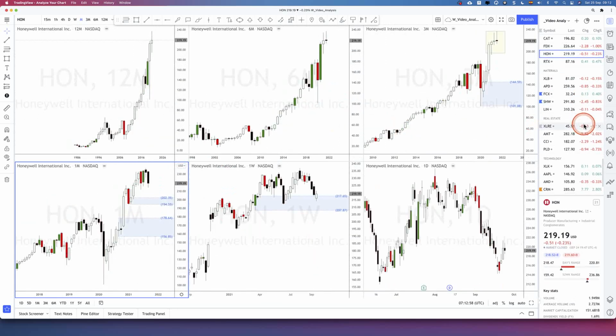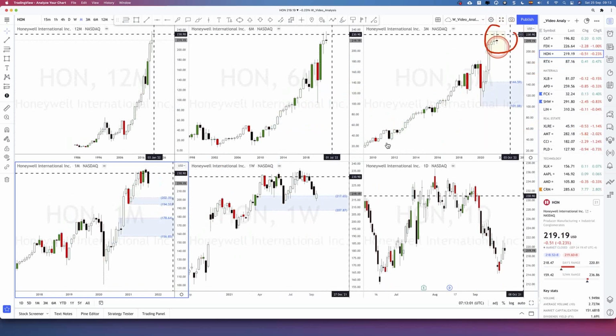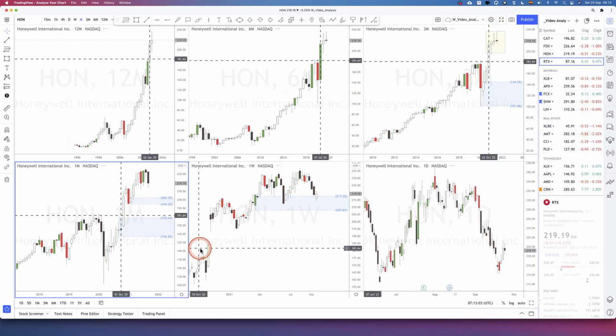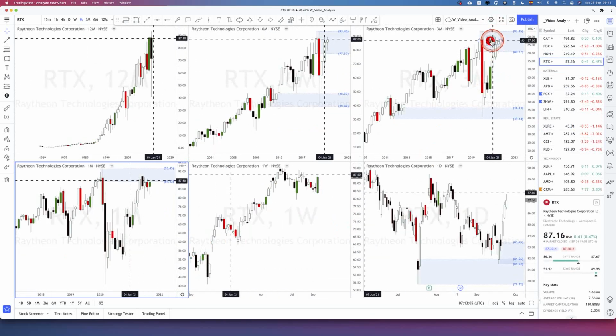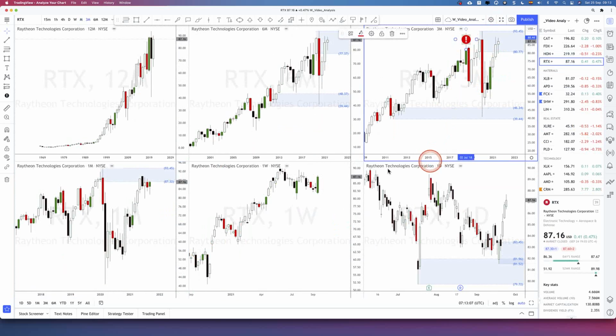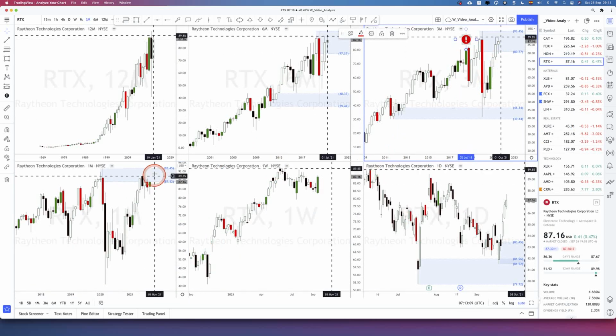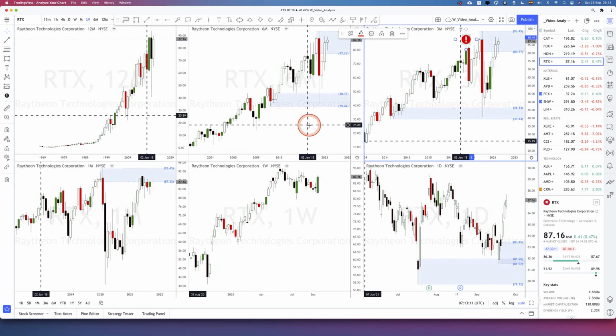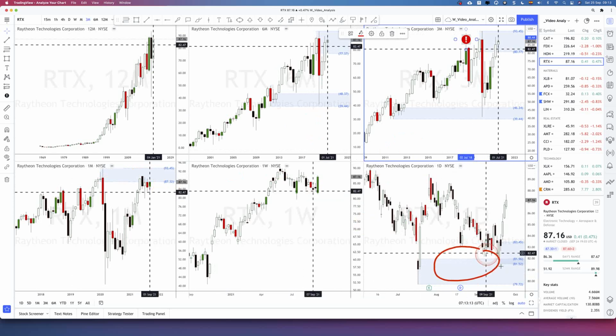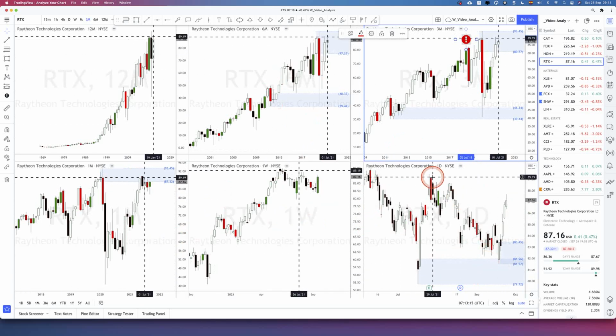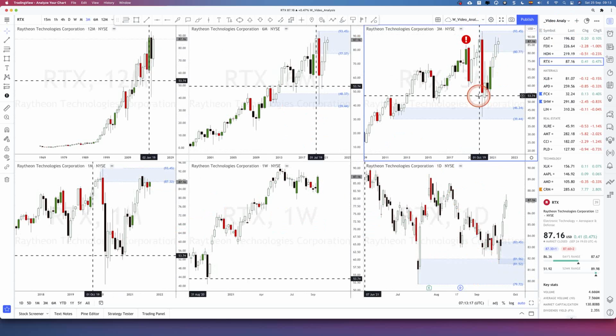Honeywell International, price action losing steam here. Tested area of demand, no longs allowed right now. Supply in control on RTX, Raytheon Technologies. Expecting the elimination of that area, but not there yet. We have new areas of demand aggressively into that area, but I'm waiting for that to be eliminated.